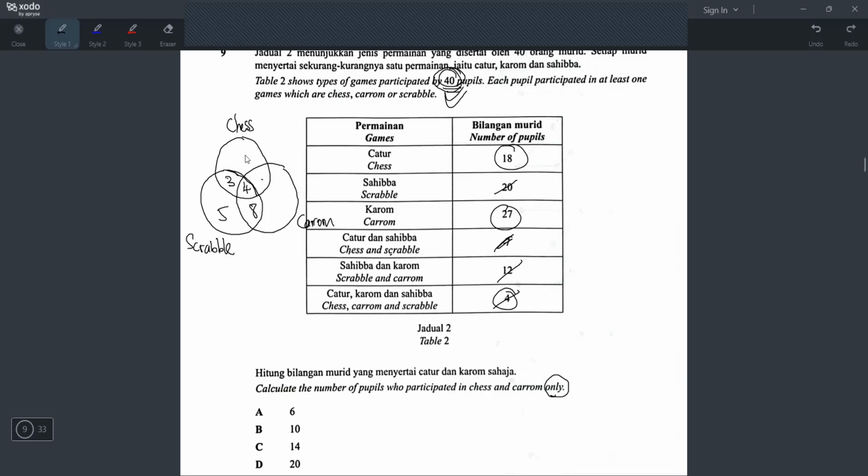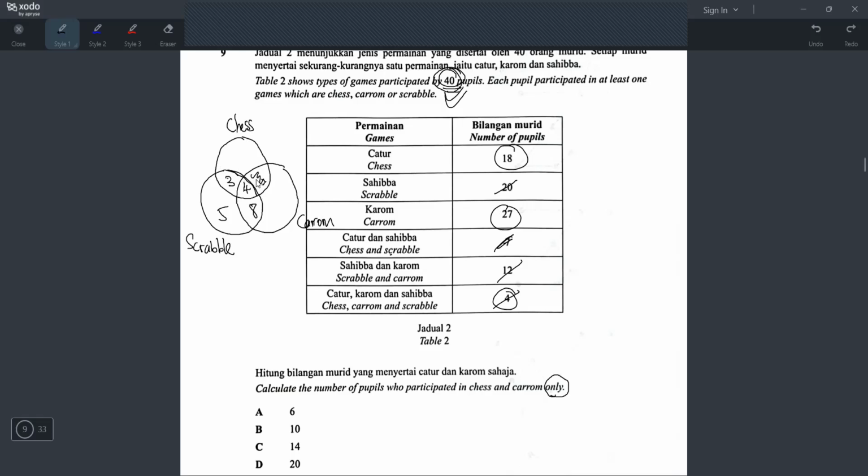So what is the problem I have now? This is my problem here, right? I'm stuck here because I don't have this part. This part is for the chess and Carom only, and I don't have this. Because if I have this, I can take 18 minus these 3 numbers to get chess only, and I can take 27 minus these 3 to get this. So my biggest problem now is this one.